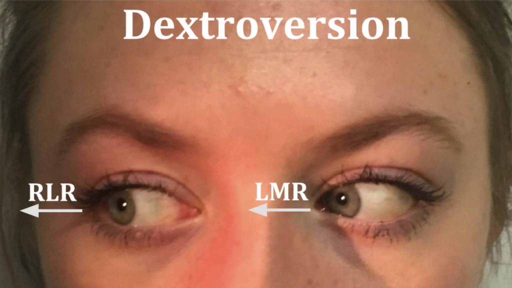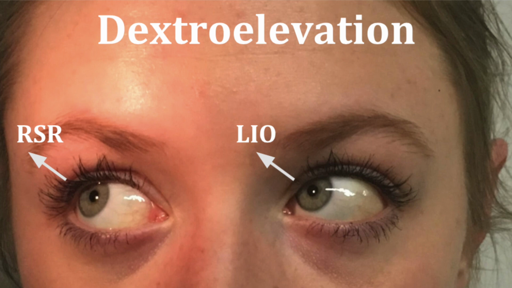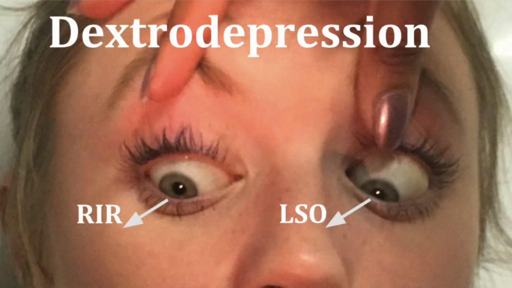Next, we move into right gaze, or dextroversion, which assesses the right lateral rectus muscle and the left medial rectus. We then move up into dextral elevation to assess the right superior rectus and the left inferior oblique. From here, we move down to dextral depression to assess the right inferior rectus and the left superior oblique.